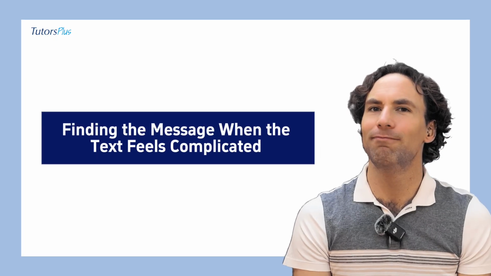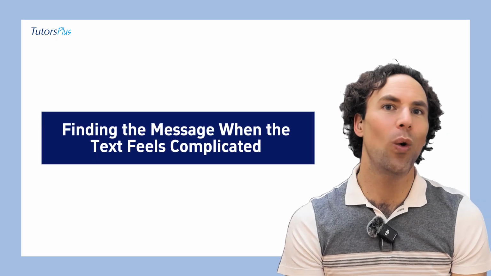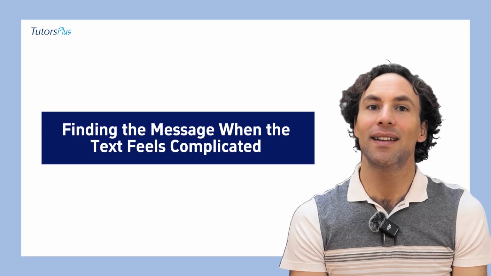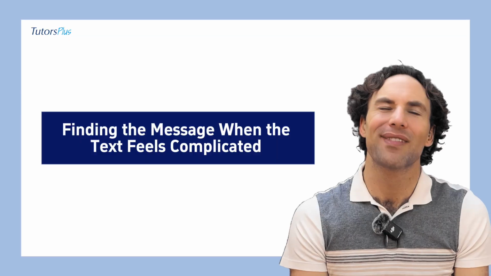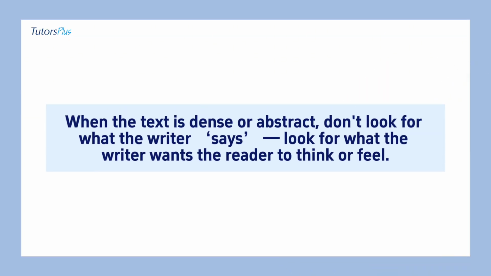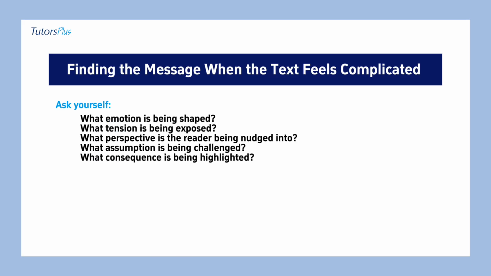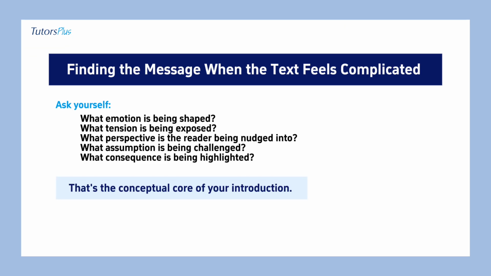So finding the message when a text feels complicated is one thing to follow HATMAT, to have all these ideas. But when the text is dense or abstract, it becomes much harder. But a tip here is to not look for what the writer is saying. Look for what the writer wants you to think or to feel. So ask yourself, what emotion is being shaped? What tension is being exposed? What perspective is the reader being nudged into? And what assumptions are being challenged? What consequence is being highlighted? And that's the conceptual core of your introduction.